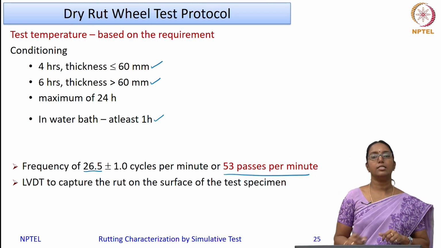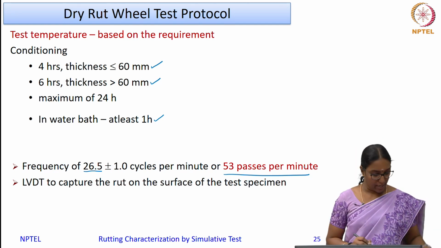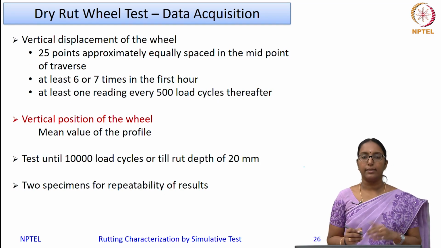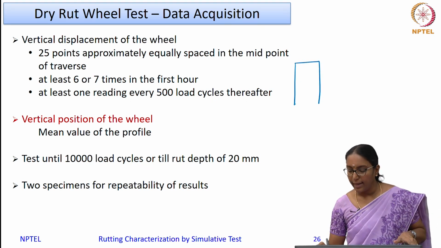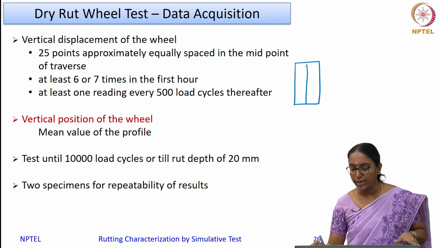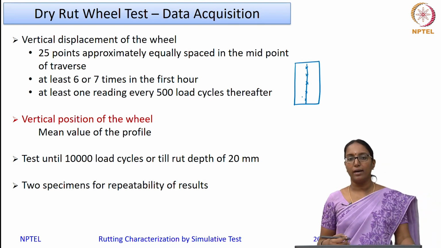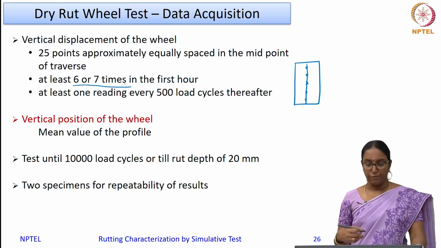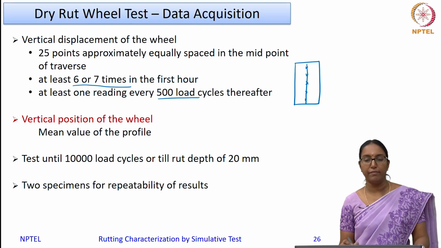Okay, and in the small size device, you use an LVDT to collect the data at different points in the specimen, and this is how the data is collected in a small size device. In the sample, along the central path of your wheel, you collect the deformation at 25 equally spaced locations. Okay. During the first 1 hour of testing, you will take the readings 6 to 7 times, and thereafter at least one reading is taken for every 500 load cycles.